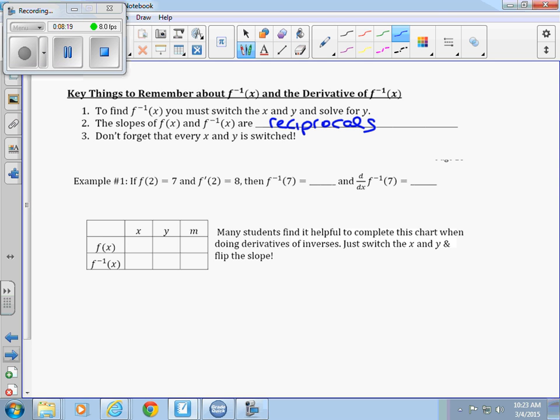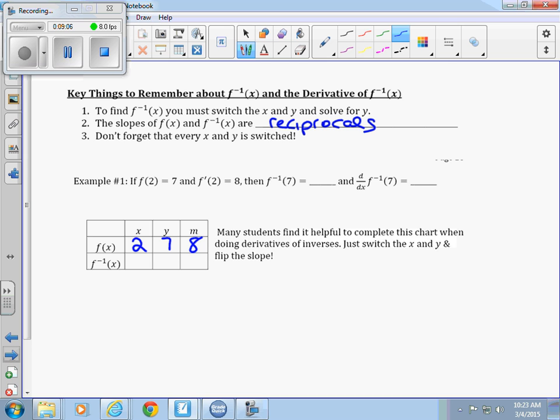It's really helpful to remind yourself what is x and y here. So it tells me that f of 2 is 7. So on the function f, at the x value of 2, the y value is 7. So I'm going to put that in my table. It gives me that information. It also tells me the slope at 2 is 8. It says that f prime of 2 is 8. So I know all of that about f of x.